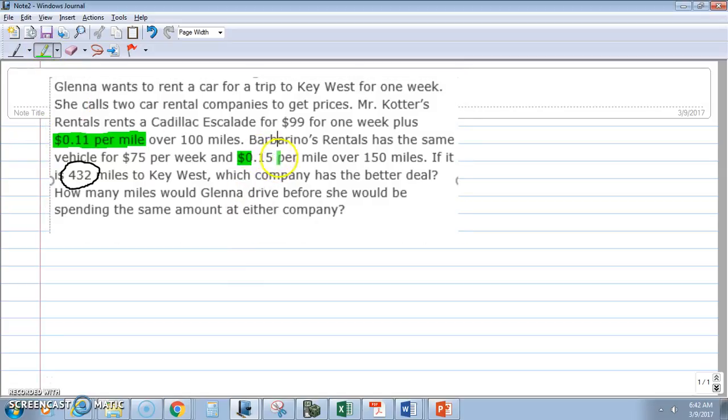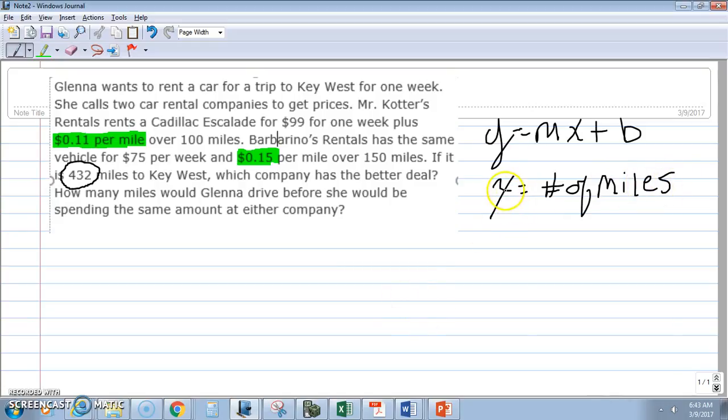Okay, so I already know the slope. I think the easiest equation to use is going to be y equals mx plus b, and we're just going to have two different equations, one for rental company Mr. Cotter's rental, and the other one for Barbarino's rental. So we have two equations. So the first one's going to be, and what do we have here? Where x, let's define our variables, is equal to the number of miles.